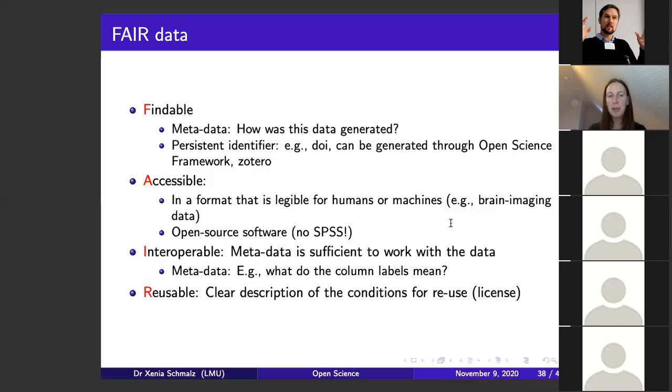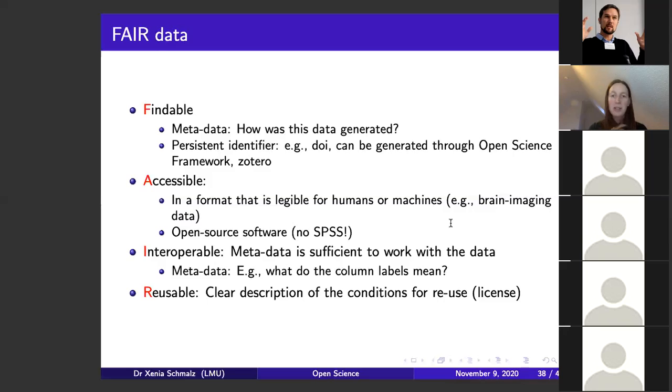And it needs to be reusable, which means that it needs to be clear who can use the data under what conditions. And this is where you have to choose a license, which is the most tricky part. I think there was a question about that in the Etherpad, or somebody said that they would be interested to learn more about that.